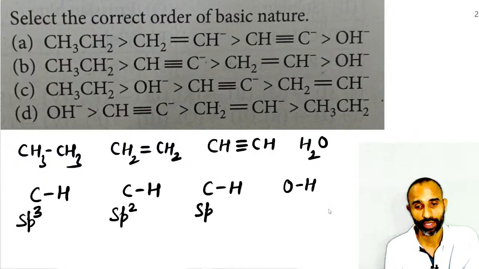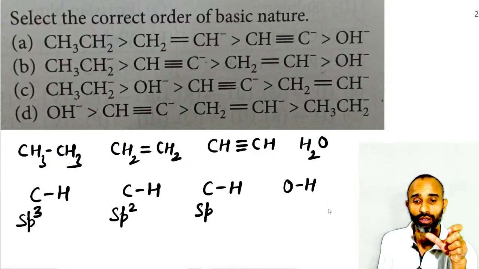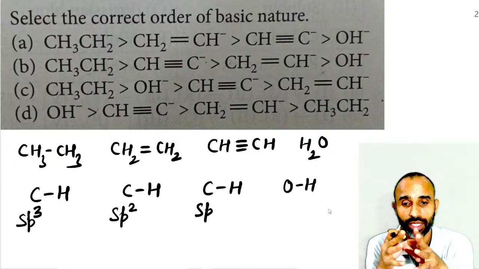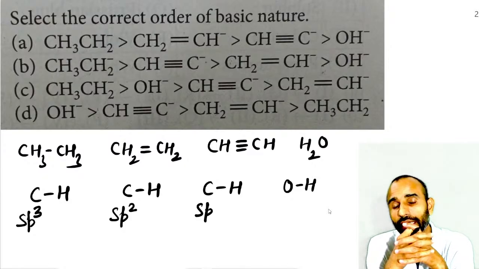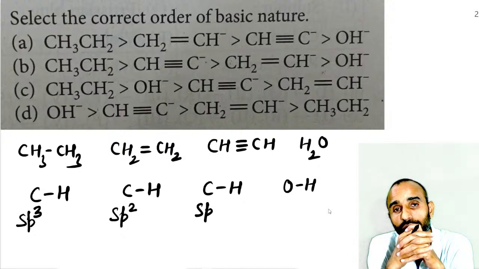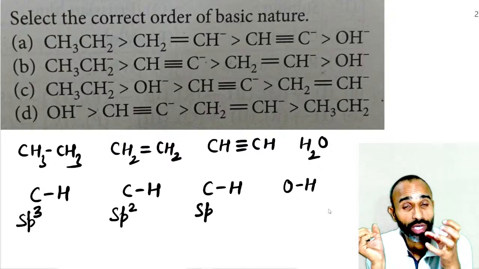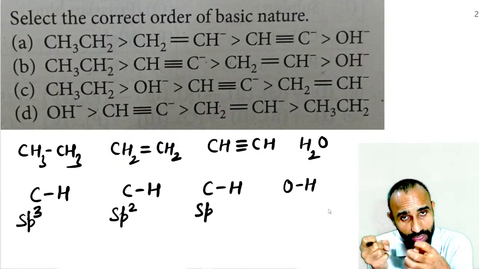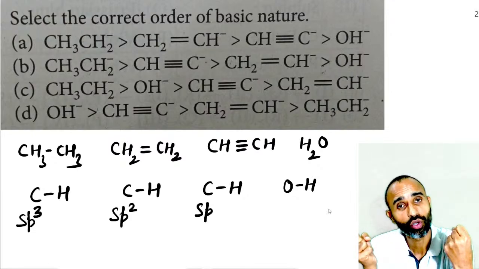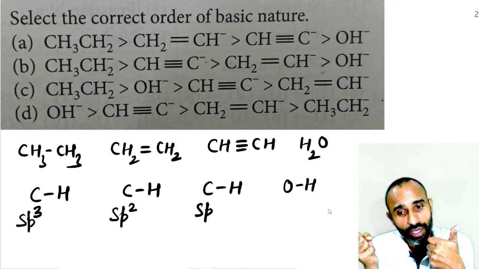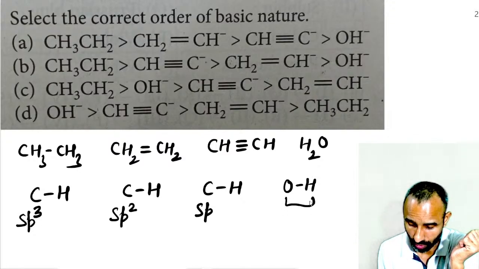So if we compare, which one will give H plus ion most easily? Obviously OH, because oxygen is more electronegative. So oxygen withdraws electrons from hydrogen and therefore the OH bond is most polar.